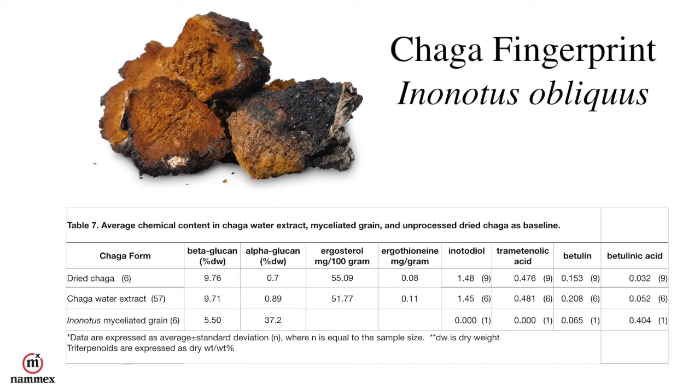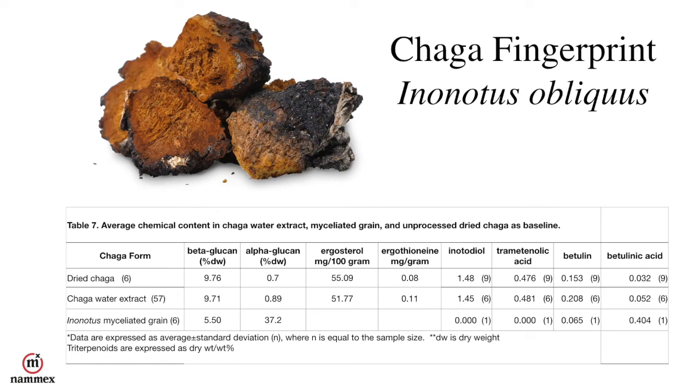Chaga is a canker. There is approximately 10% of mycelium, according to one of the only studies that I've seen that has actually looked at chaga in a deep way. I'd also like to point out we have Inonotus myceliated grain here, and you can see the beta-glucans are 5%. Alpha-glucan is very high due to the grains.